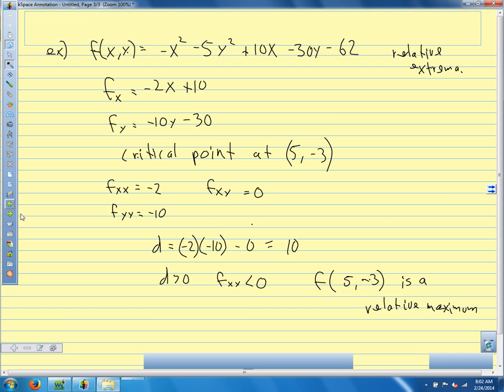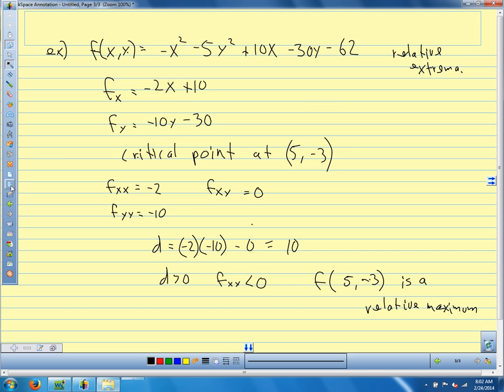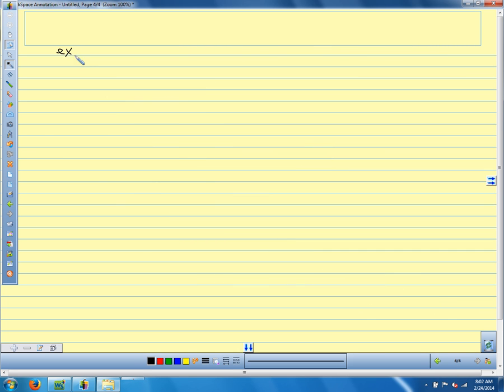All right, let's do one more example where we have to do a little more work. So we have f(x,y) is 2xy minus 1/2 x to the 4th plus y to the 4th plus 1. And we want to find our relative extrema.